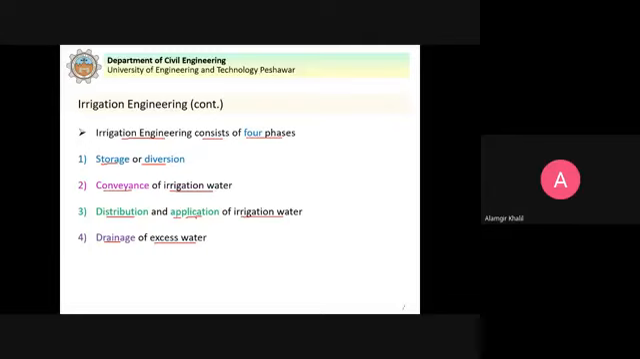And for this, we should provide a network of pipes, surface channels, or subsurface drains that can drain the water from agricultural lands. So that's why this drainage of excess water is an important phase of irrigation engineering. In this course, we will discuss all these four phases of irrigation engineering in detail.